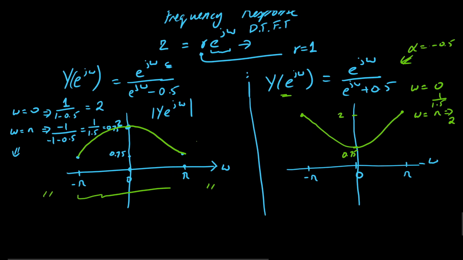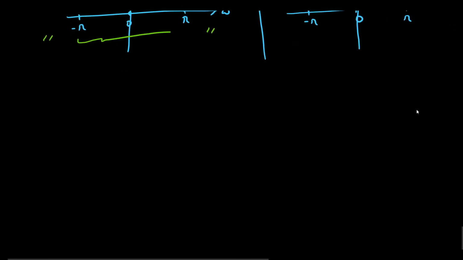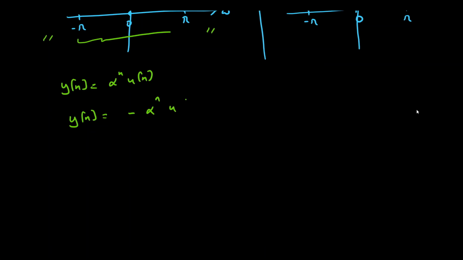And similarly, we would have some differences in the phase plot as well. Now, previously we have discussed y of n equal to alpha to the n u of n. That is, it was a right-sided signal. What if the signal y of n is left-sided? That is, we have minus alpha to the n u of minus n minus 1.